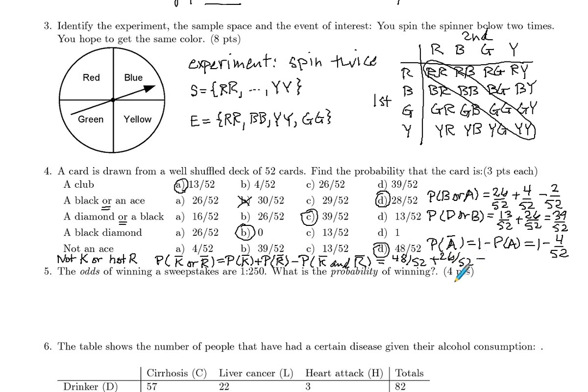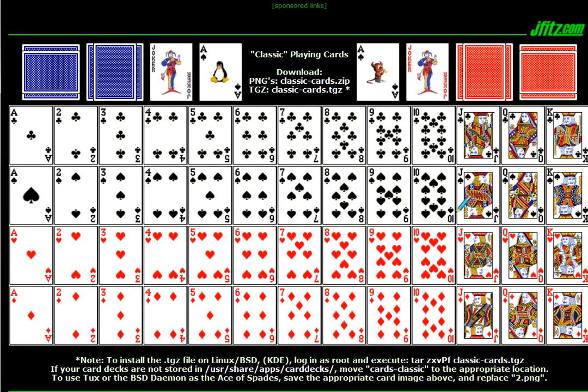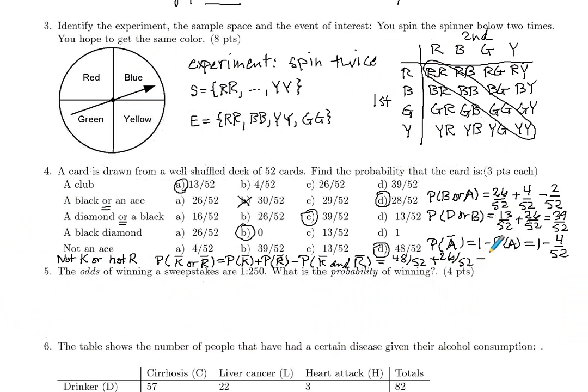And then we've got to subtract out the double counting. So what are the cards that are not kings and they're not red? So they're not kings, but they're black. So the not kings are these 48 cards here. We also want not red, so it's just the black. So it's these 12 clubs and these 12 spades. So that's 24 that got double counted. So minus 24 out of 52.